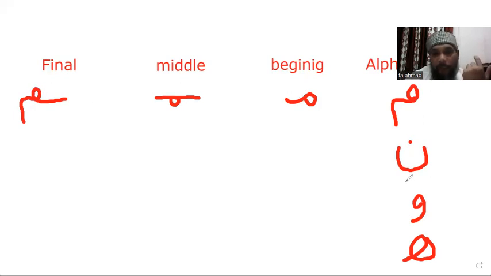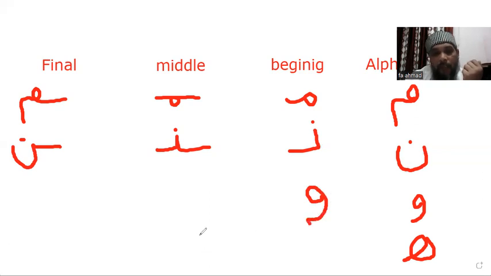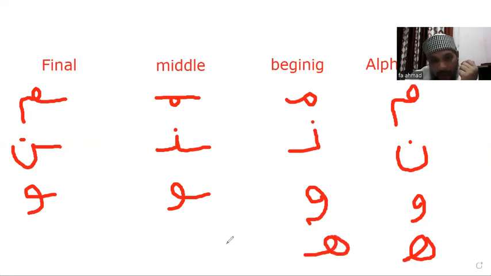Here is Meem upside. Now Noon is like Ba, one dot up here, and Noon middle shape like Ba, one dot here. Noon full shape makes a depth. Now Waw: beginning as it is, Waw middle with one connector like this, and final the same. Now Ha: like two eyes with a connector, and here is the middle. One eye is up and one eye is down, one circle up, one circle down. This is the Ha middle shape. Now Ha final shape like this.